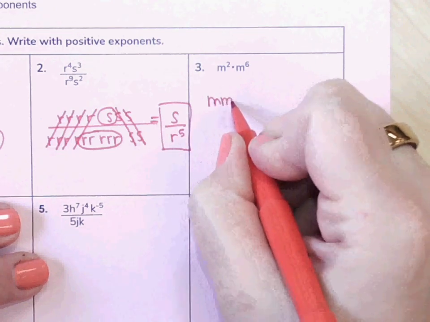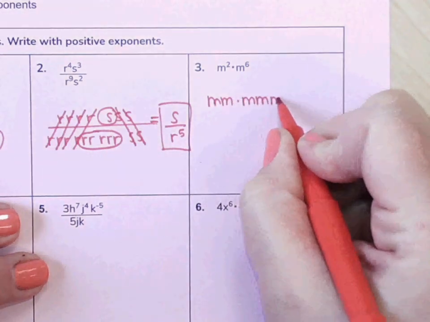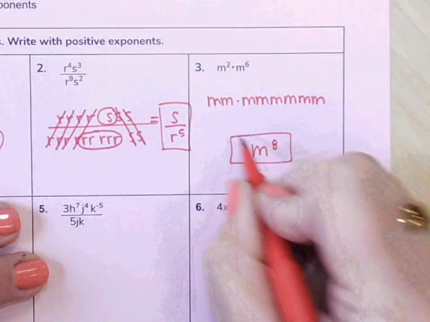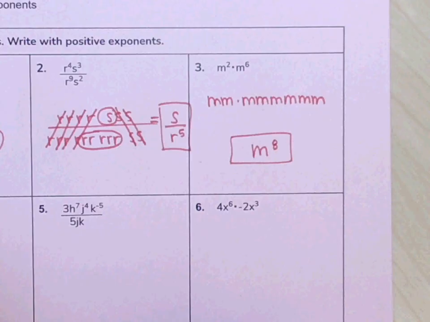M times N times another 6 M's for a total of 8 M's getting repeated through multiplication.